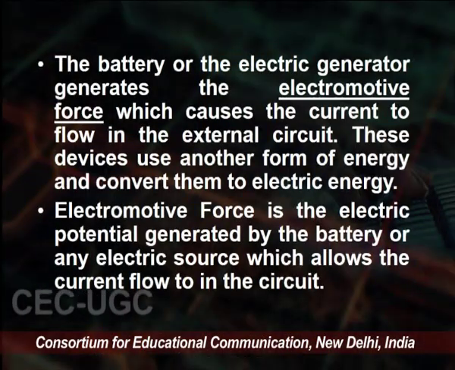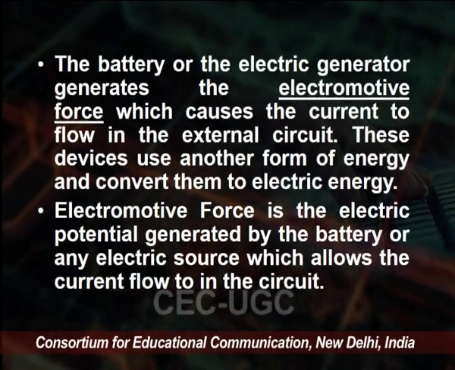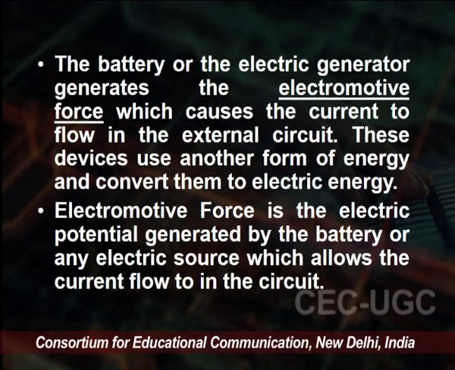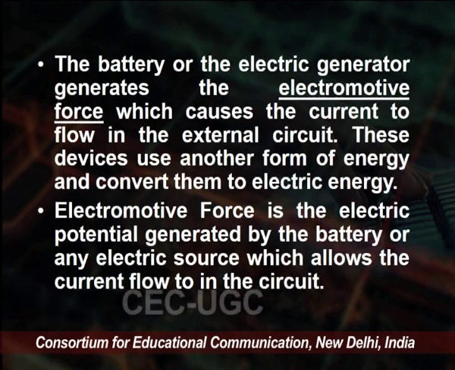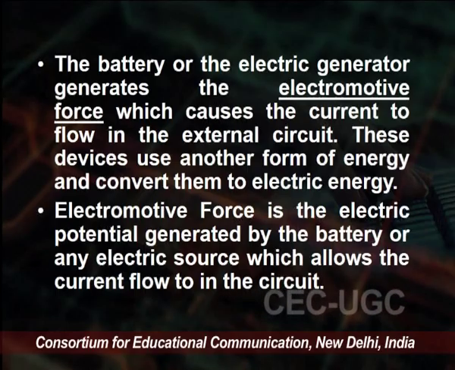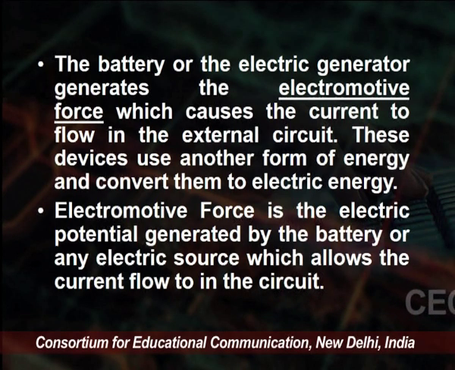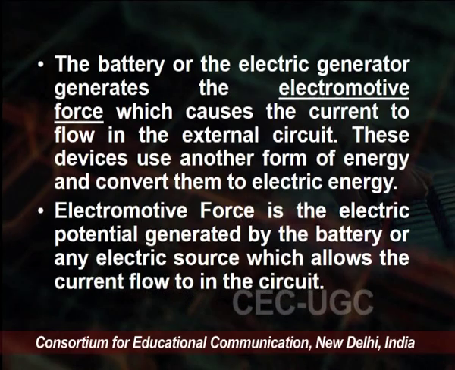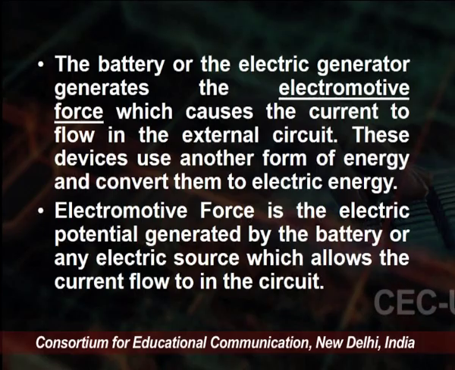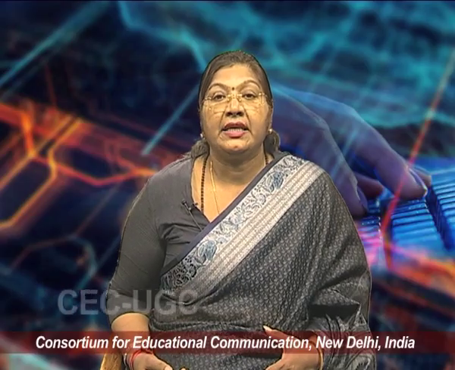So, the battery or the electric generator generates the electromotive force which causes the current to flow in the external circuit, and these devices take another form of energy and convert it into electric energy. So, electromotive force is the electric potential generated by the battery or any electric source which allows the current to flow in the circuit.